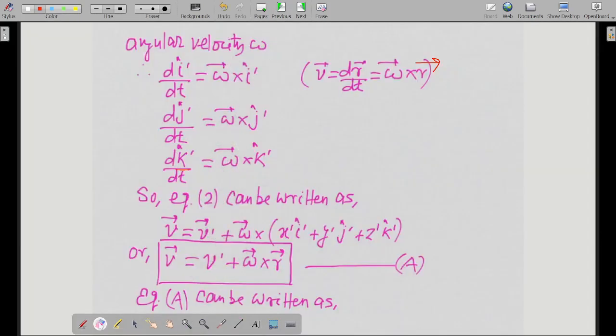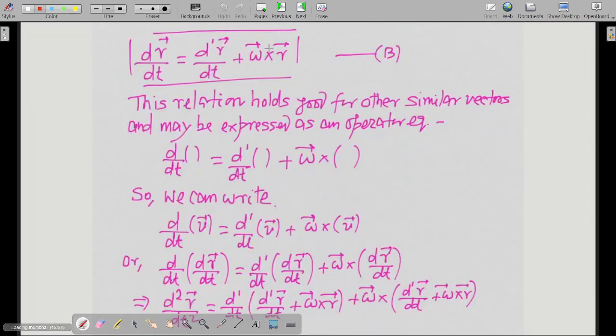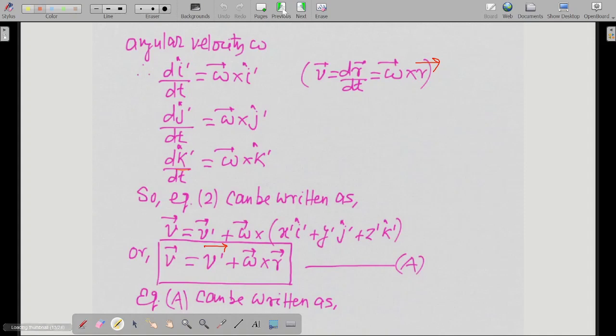What is the difference? Let me write it properly over here. This is your vector sign. Now, what is the difference between this particular term and this particular term? Let us understand the meaning of this dr vector by dt and d dash r vector by dt.